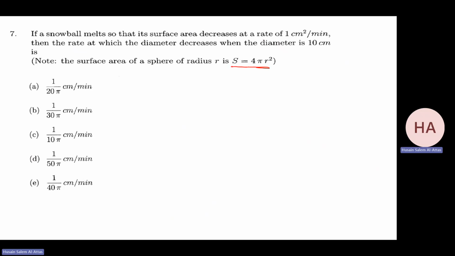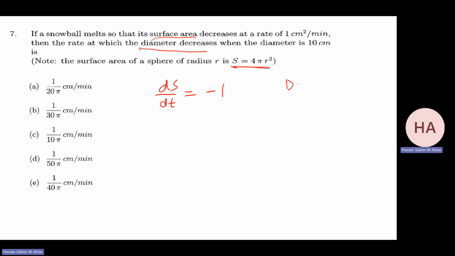Next: if a snowball melts so that its surface area decreases at this rate, now I need the surface area of the sphere, which is 4 pi R squared. The surface area decreases at this rate, then find the rate at which the diameter decreases when the diameter is 10 centimeters. I know dS by dt is -1. So I want to relate the surface area with the diameter.